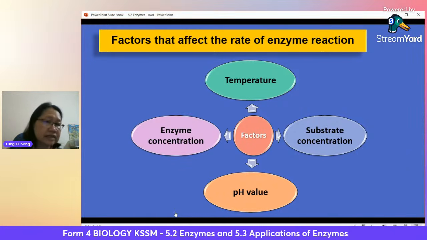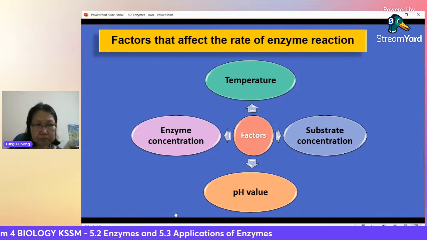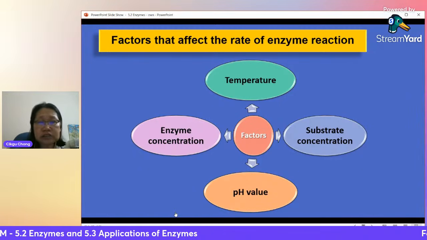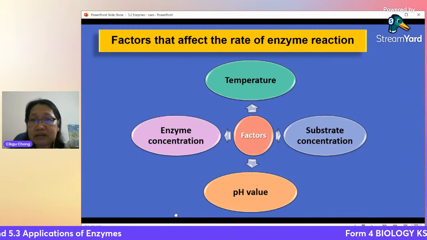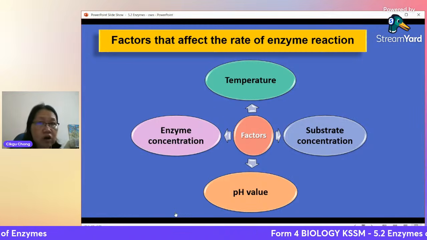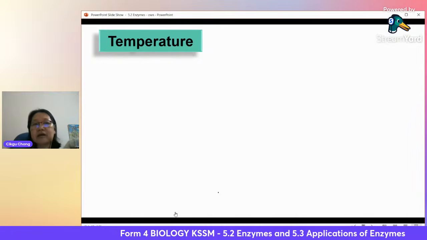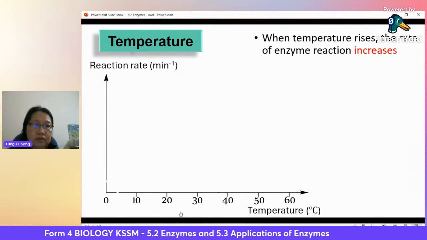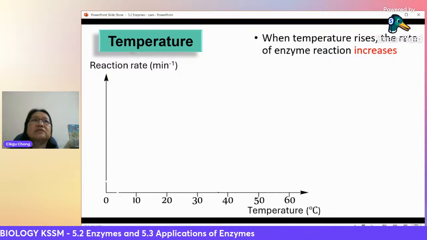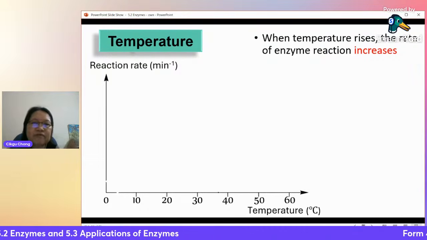And then another one is enzyme concentration. The more enzyme you put in, of course, the reaction will be faster because there are more active sites. Okay, so now we look at these 4 factors one by one. Okay, for temperature. All right, now temperature, this is a very popular question. Okay, why do enzymes only react at a specific temperature?